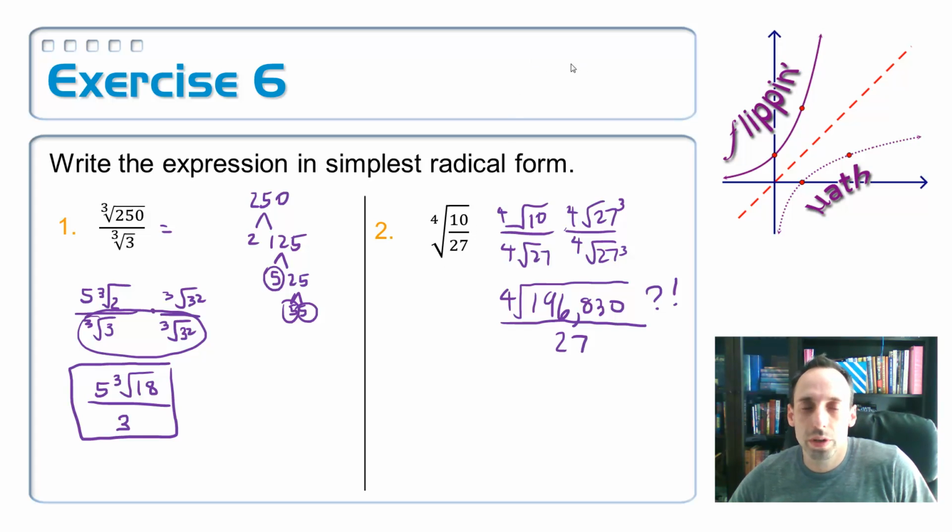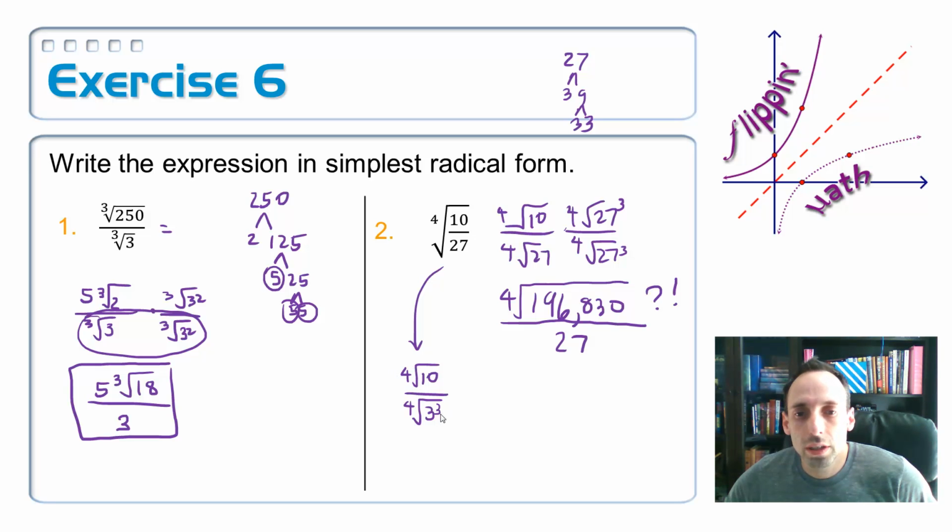So instead, let's look at that 27 simplified. So the 27 simplified is 3 and 9 and 3 and 3. In other words, it's 3 to the 3rd. So I'm going to come back down here and make this 4th root of 10 over the 4th root of 3 cubed. And now you can see that I have 3/4 basically now. In order to get up to 1, all I need is 1/4. I just need to multiply this by the 4th root of 3 to the first power, top and bottom.